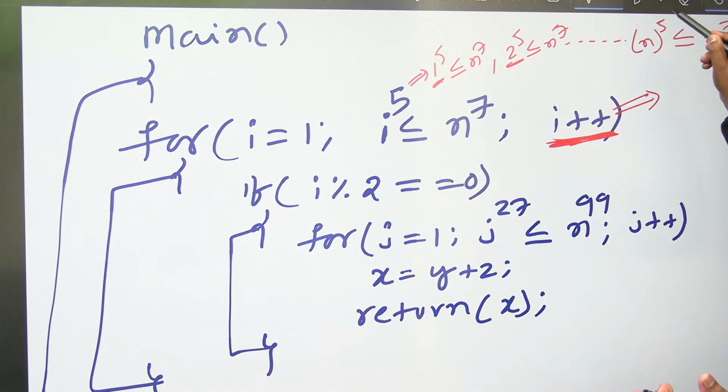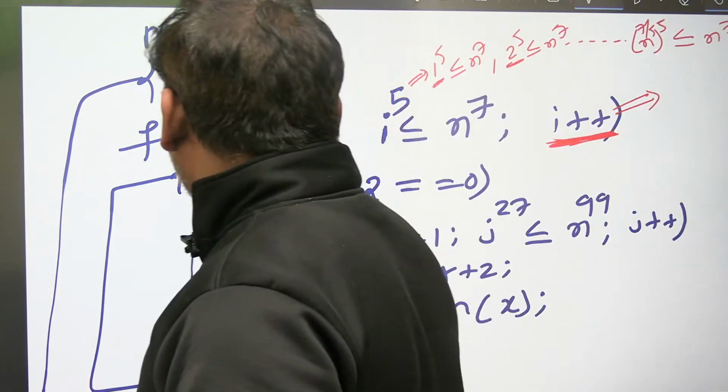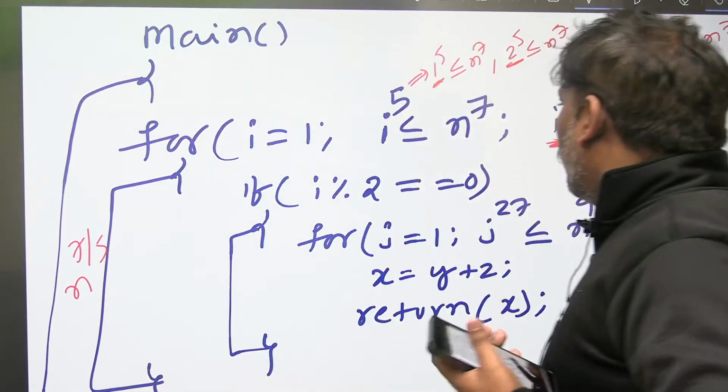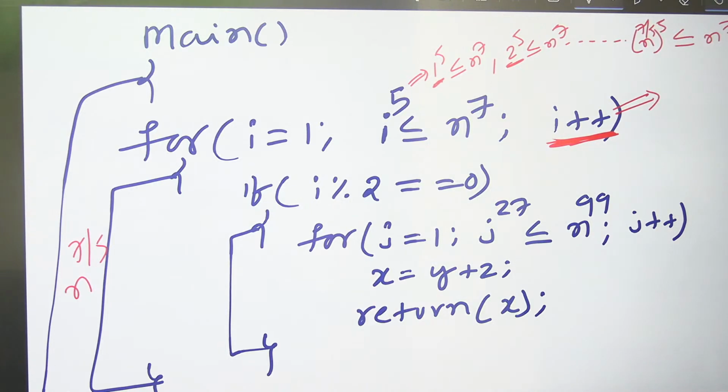So which number whole power 5 is less than or equal to n power 7? I think this is n power 7 by 5. n power 7 by 5 whole power 5: a power m whole power n is a power mn, so the 5s cancel and we get n power 7. So the first loop is going on n power 7 by 5 times.